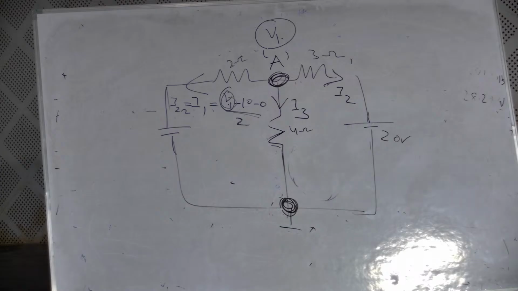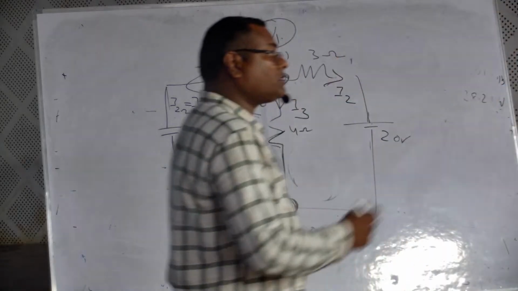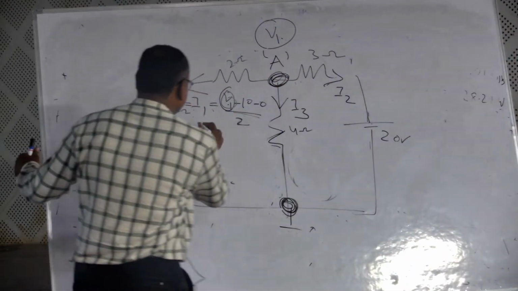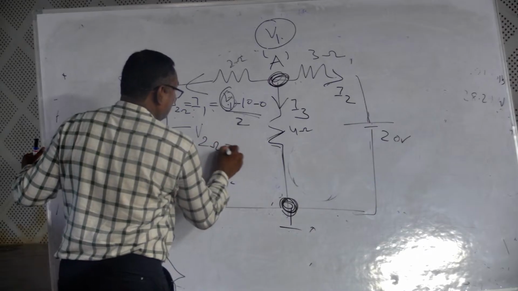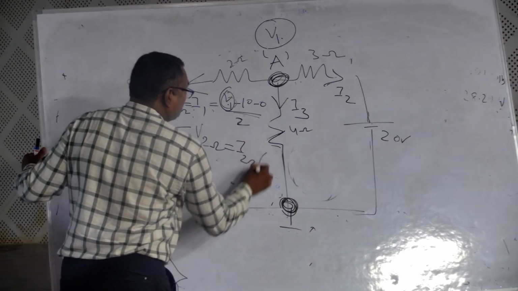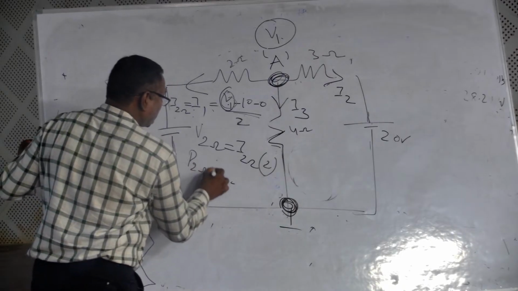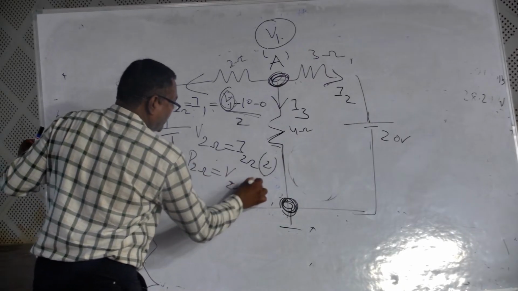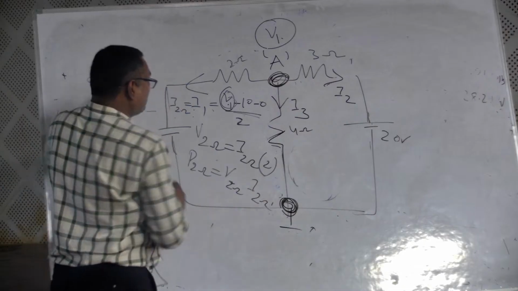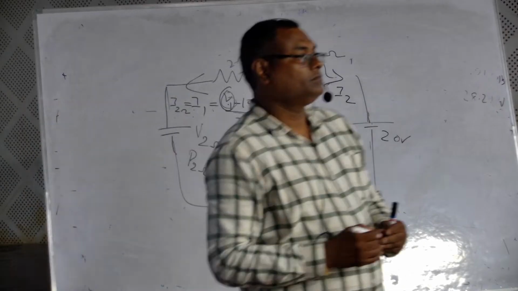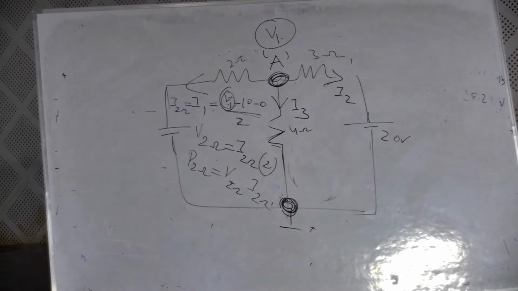Next one. The voltage drop across 2 ohms is V2 ohms. V2 ohms is equal to I2 ohms into 2. Next, P2 ohms, power, is voltage into current. So that is completed. 2 ohms completed.